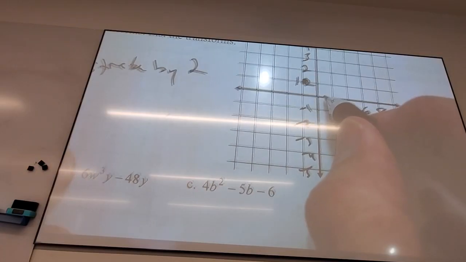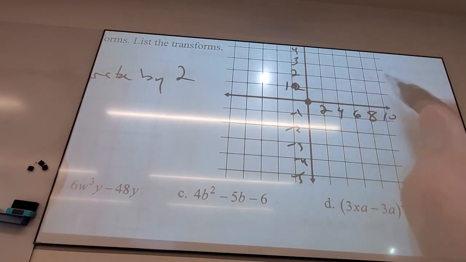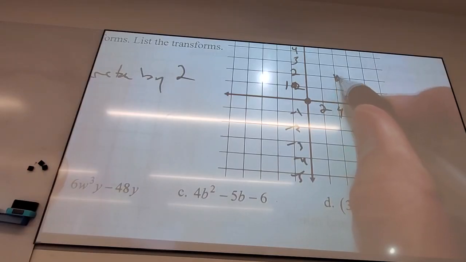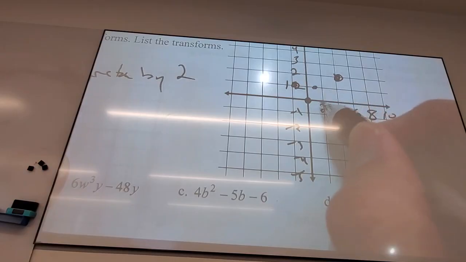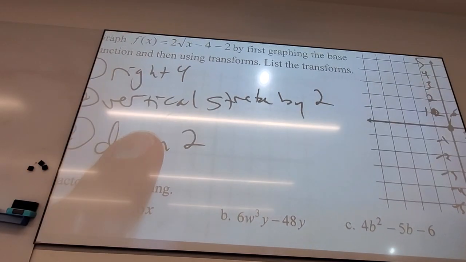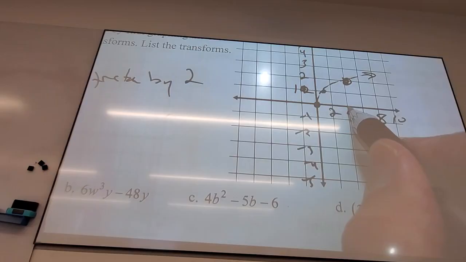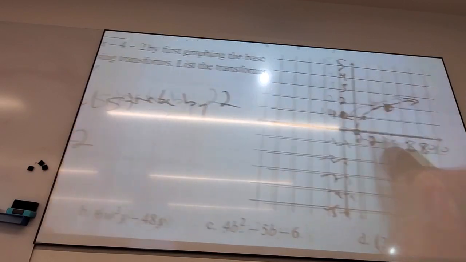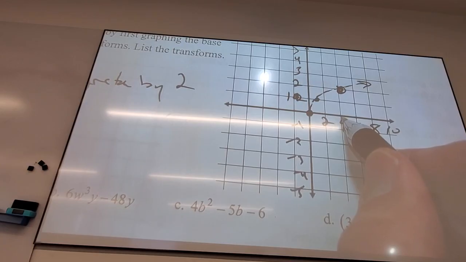So the base function 0, 0, 1, 1, 4, 2, right? So I'm just going to give myself those points. There's my base function. And then I just take each point and do these 3 things to it. So like this point's going to go right 4. I'm going to double the output. Well, that's 0. And then I'm going to go down 2.